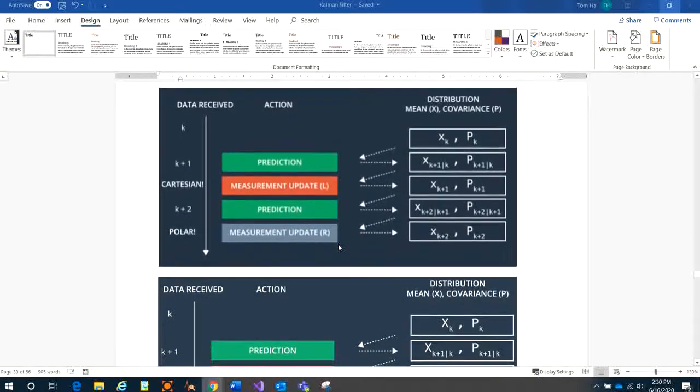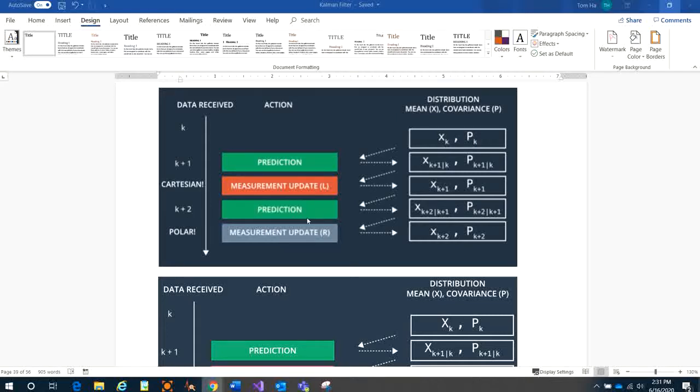Okay, and how does it work? For example, at time k, right, we have the s_k and P_k. It means state variable k and covariance k. So at time k plus 1, we have to do prediction, right? After prediction, we get the first measurement update. What is the measurement from the sensor, and we update the value. We got the state variable and the covariance at time k plus 1.